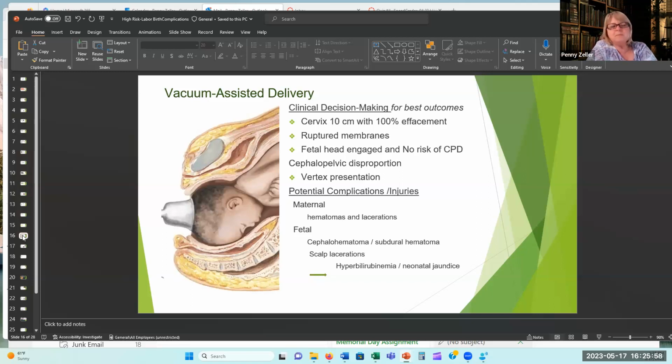Okay, so you can imagine injuries to mother and baby with this. One is mother could develop hematomas from damage to the soft tissues or lacerations. The fetus also could develop a cephalohematoma, or even a caput, which we talk about during newborn. Subdural hematoma, scalp lacerations, which lead to jaundice.